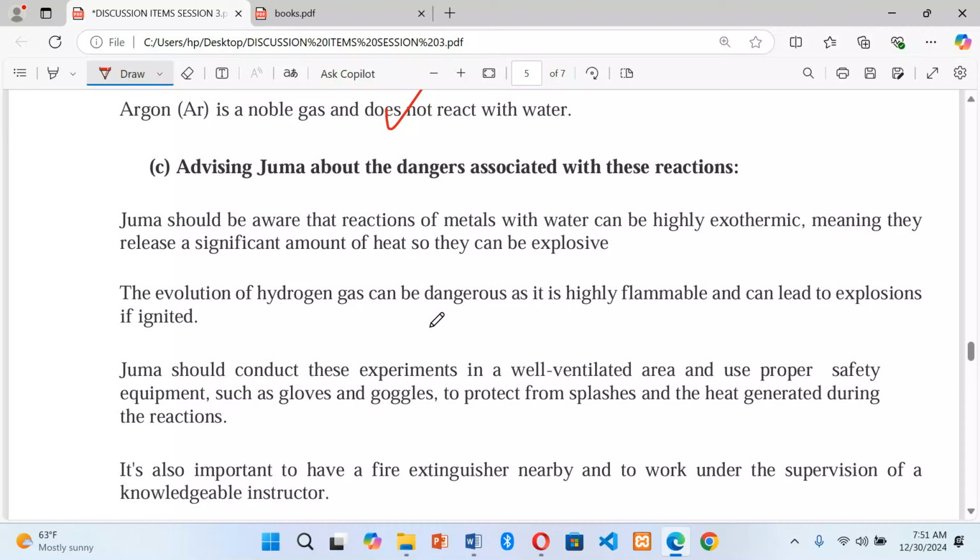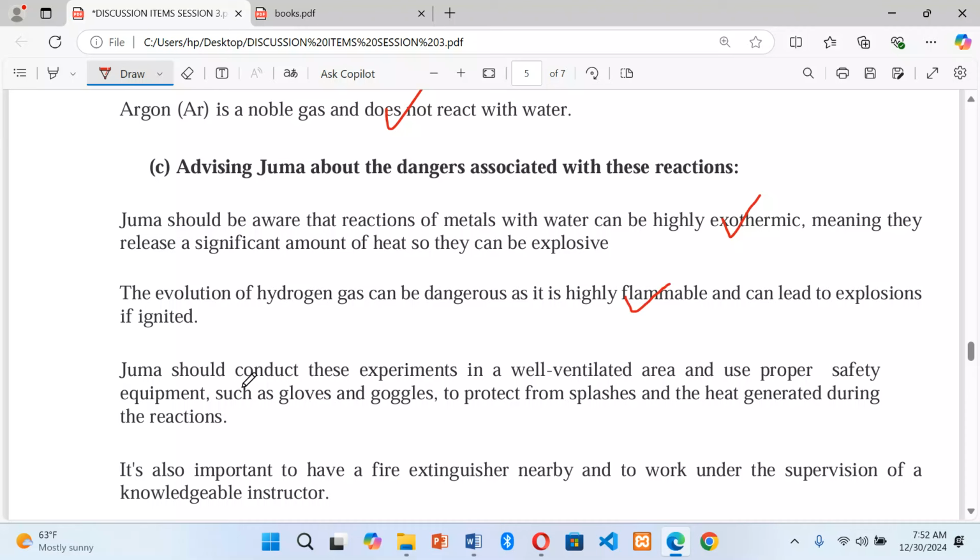Now, advise Juma about the dangers associated with these reactions. So you can advise him in many different ways. Juma should be aware that reactions of metals with water can be highly exothermic, meaning they release a significant amount of heat, so they can be explosive. Evolution of hydrogen gas can be dangerous as it is highly flammable and can lead to explosions.